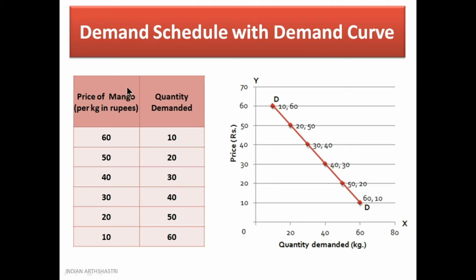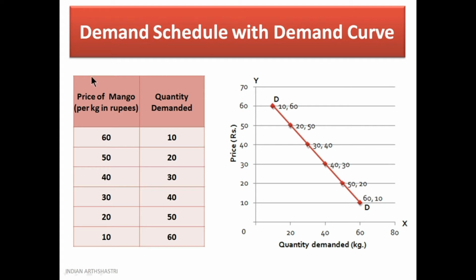Now guys, you can observe when price of mango reduces from 60 to 10, its quantity demanded rises from 10 to 60. Means when the price of mango falls from 60 to 50, its quantity demanded rises from 10 to 20. So why? Because there is an inverse relationship between price of mango and its quantity demanded as per law of demand. Now what is law of demand? I have discussed this in my previous video, the link to which you will find in the description. Now back to the topic.